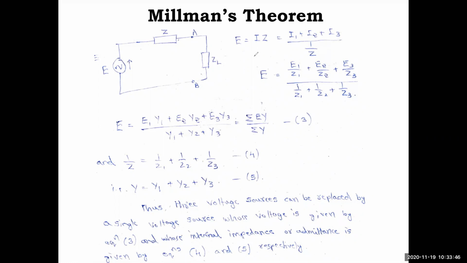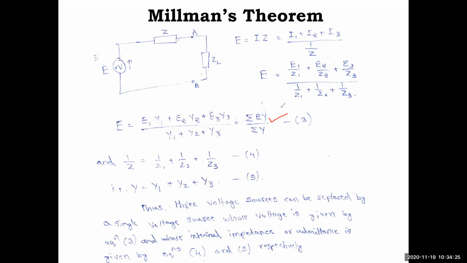Now we have substituted I1 is nothing but E1 by Z1, I2 is E2 by Z2, I3 is E3 by Z3, from Ohm's law. And this 1 by Z from equation 3 I have substituted: 1 by Z1 plus 1 by Z2 plus 1 by Z3. Now I have replaced 1 by Z1 with Y1. So E is equal to E1 Y1 plus E2 Y2 plus E3 Y3, divided by Y1 plus Y2 plus Y3. I have taken only 3 for the sake of proof, that's why only 3 is there, not n. So this is the formula you got. Simple theorem and simple proof; you have no difficulty. They will ask this for 5 marks or 6 marks.